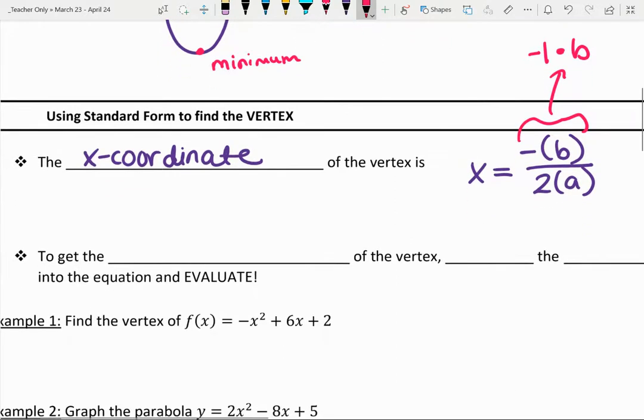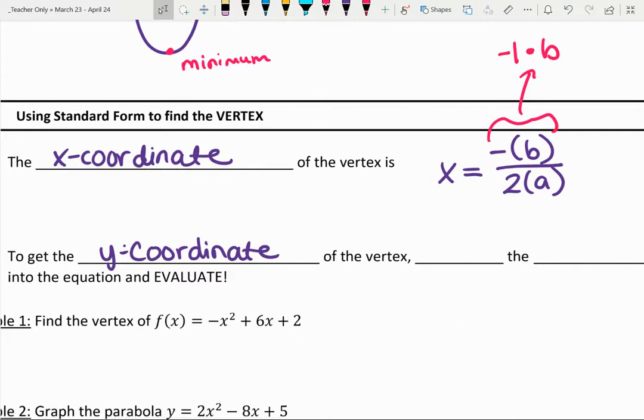Once we have the x-coordinate of the vertex using that formula, we can find the y-coordinate, not the intercept, but the actual y-coordinate of the vertex, by plugging the x value into the equation and evaluating. So whatever we get as our x value, we'll plug that into the equation and then evaluate from there.